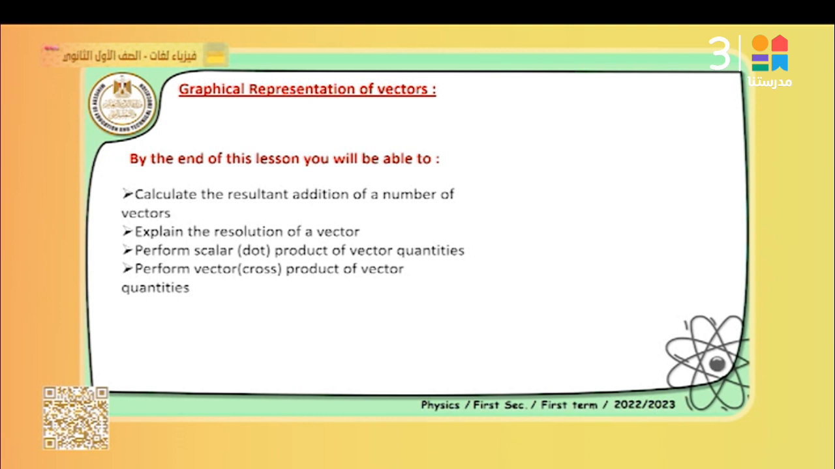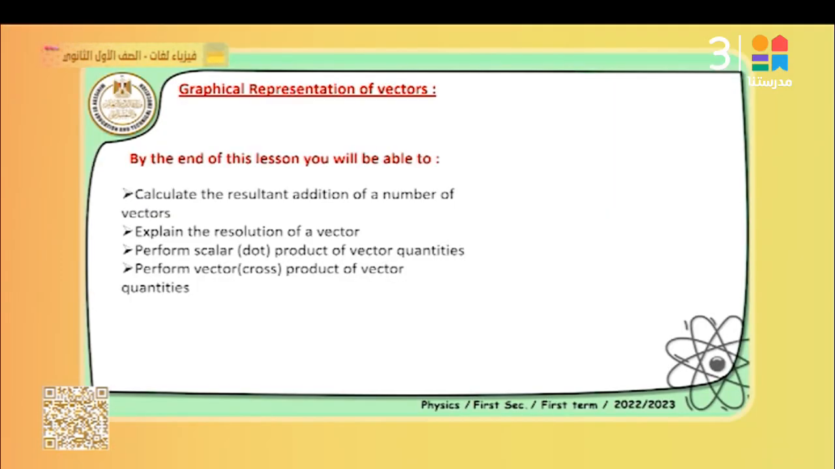By the end of this lesson you will be able just to calculate the resultant addition of a number of vectors. If you have many vectors in different magnitudes or directions, how to find the resultant or the result of them. Explain the resolution of a vector, how to resolve a vector, and then perform a scalar product or dot product, and then we do the cross product or the vector product for the physical quantities or the vectors.